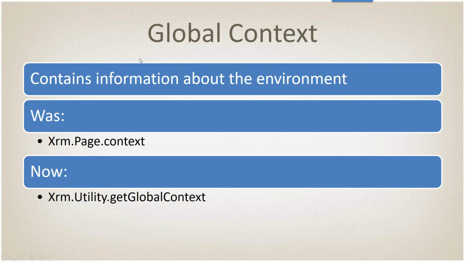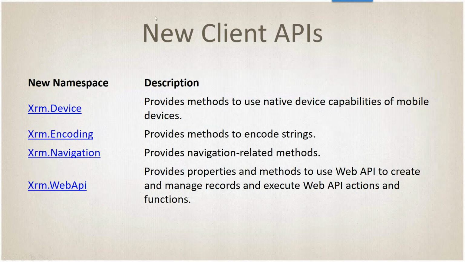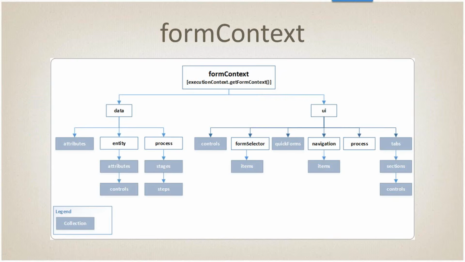Okay, new and changed client APIs. The biggest thing I mentioned earlier is we're removing the XRM.page.context object and moving it to the utility object, now called GetGlobalContext. This method will return the context object, and all the things we talked about earlier are going to be inside of that. We now have XRM.device, encoding, navigation, and web API. Those things have been separated out to further granulate the different types of things. So, you know, this is a good thing.